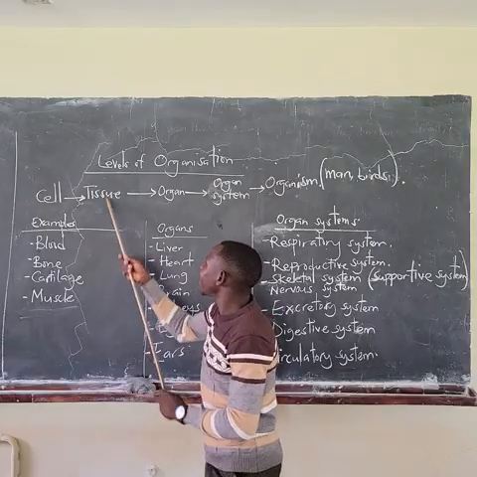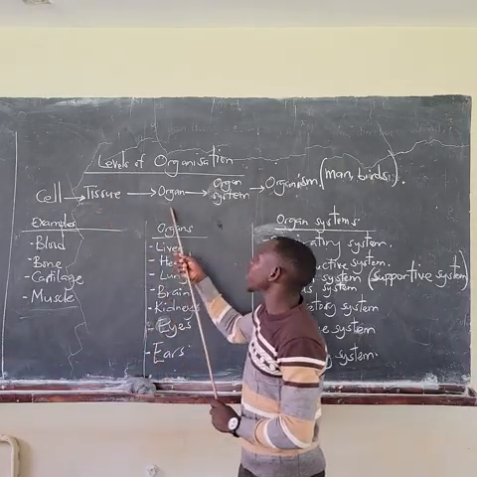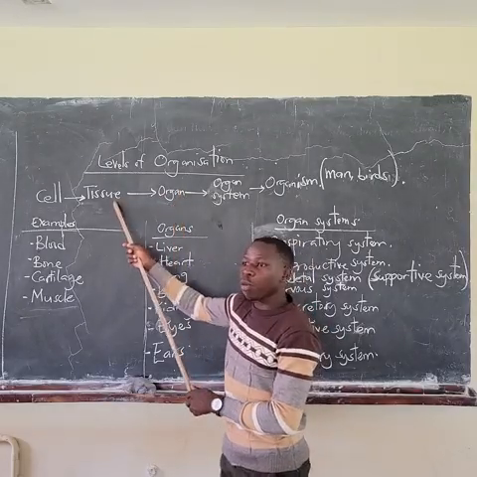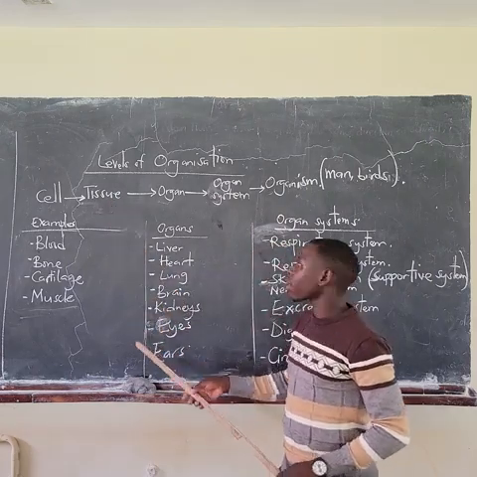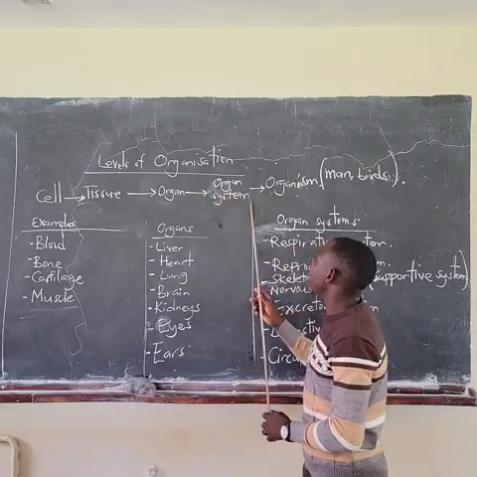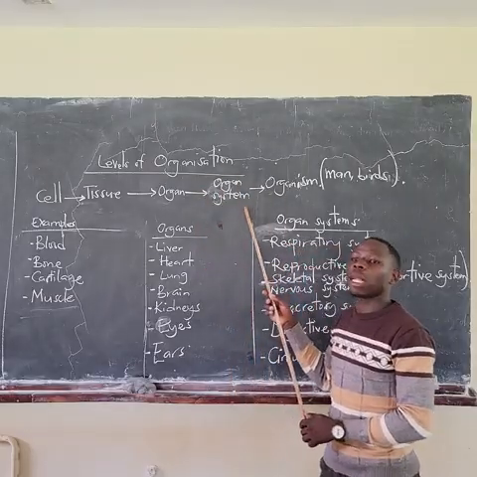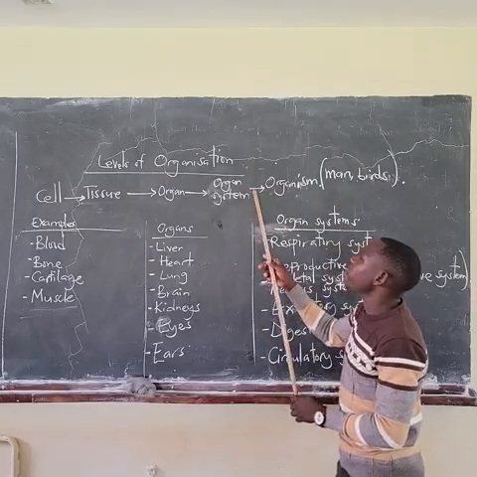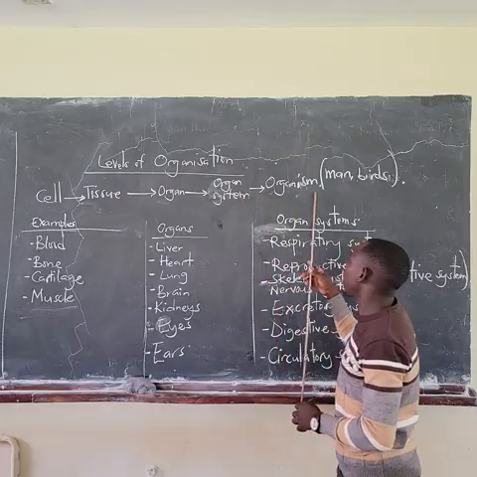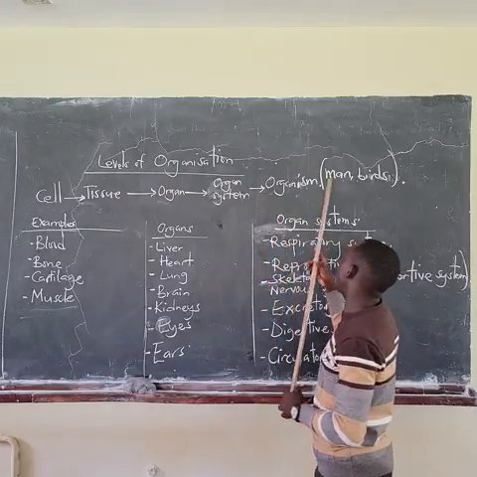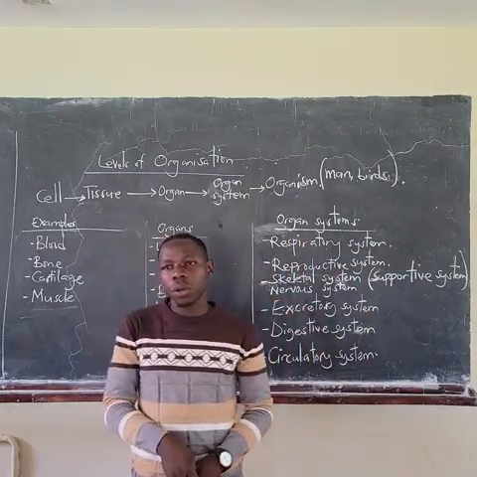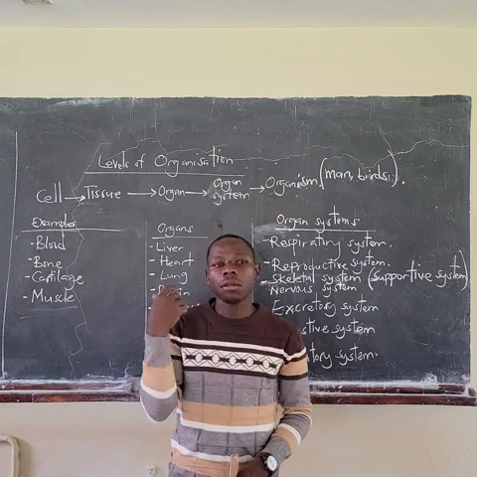tissues combine, very many tissues combine, and they form what we are calling an organ. So in simple terms, an organ is a group of tissues. And now, very many organs combine to form what we are calling an organ system. And we shall look at this. Then, very many organ systems, or more than one organ system, join up to form what we are calling a complete organism. For example, man, bats, or any other living organism that you know, and it is multicellular, as we shall look at it then.